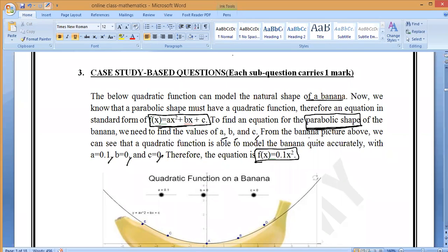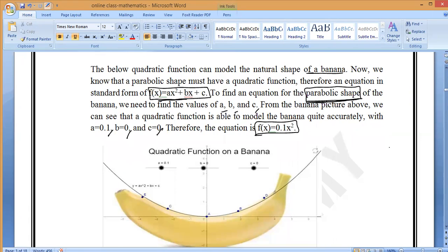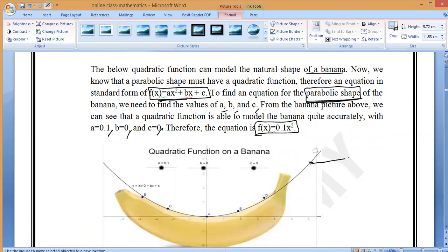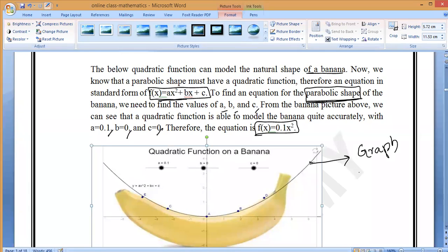What is given? Here is the banana curve, the banana graph. Okay, this is the graph for the banana. Do you understand? And this function is f of x equal to a quadratic function. Ax square plus bx plus c is the general form of the parabola function. Our final function is 0.1 into x square.